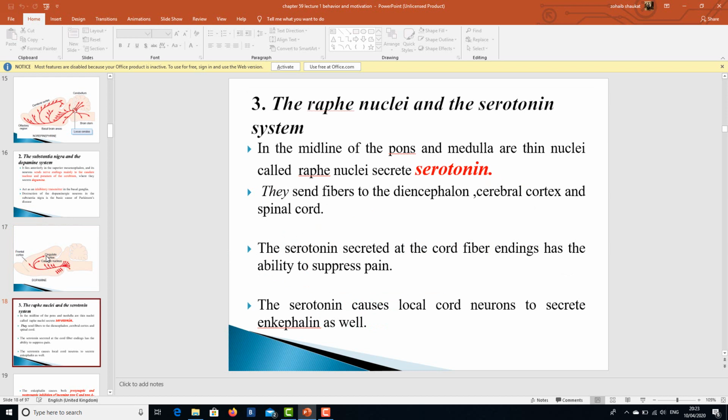The raphe nuclei and the serotonin system. In the midline of pons and medulla are the thin nuclei called raphe nuclei, which secrete serotonin. They send fibers to the diencephalon, cerebral cortex, and spinal cord. The serotonin secreted at the cord fiber endings has the ability to suppress pain. The serotonin causes local cord neurons to secrete enkephalin as well.